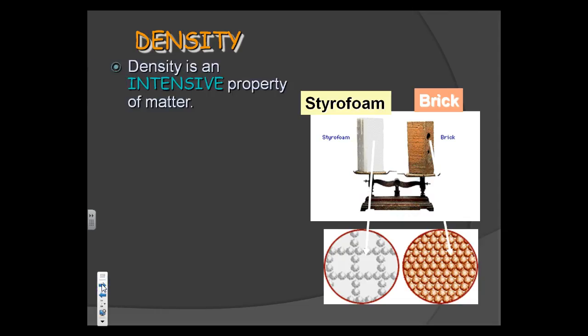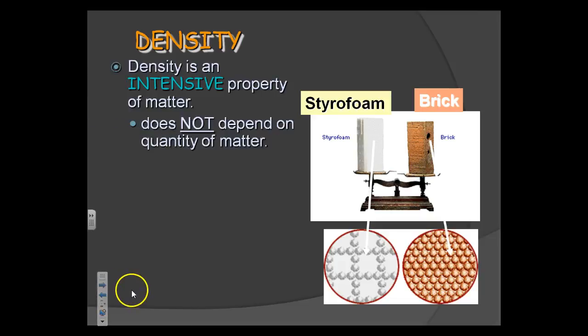Density is an intensive property of matter. It does not depend on the quantity of the matter. If I take this brick and I cut it in half, it would have exactly the same density, because while I've halved the mass, I've also halved the volume, so our density remains constant.